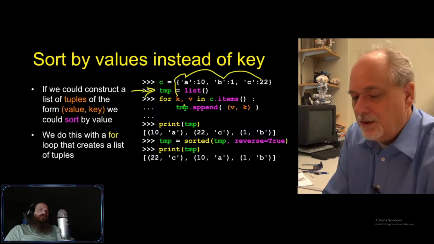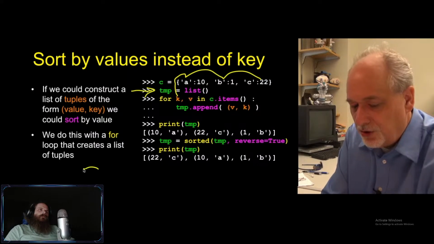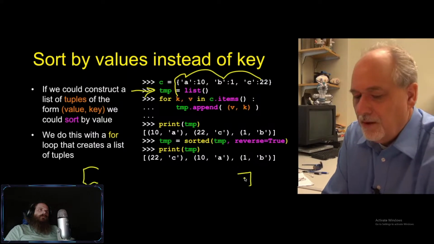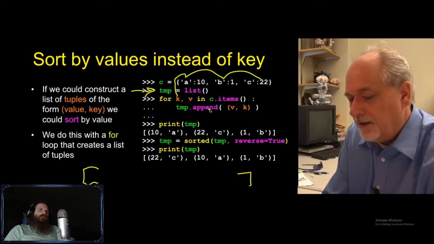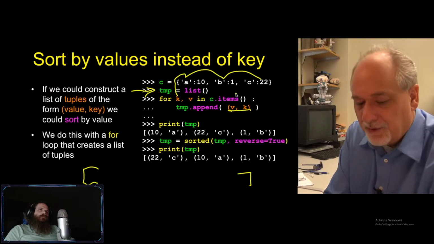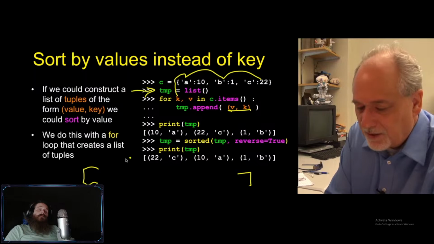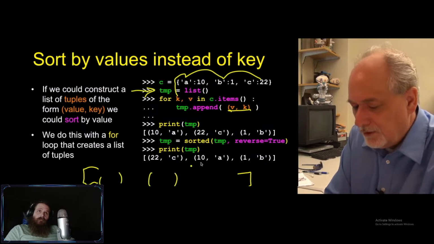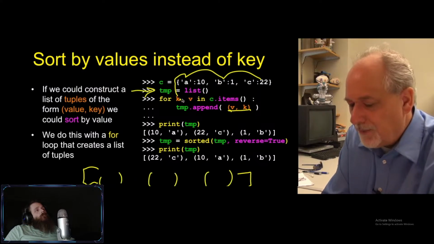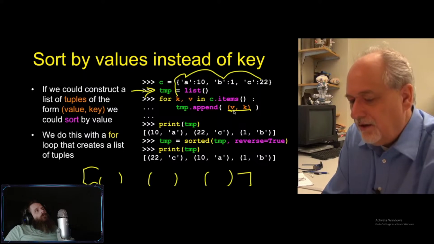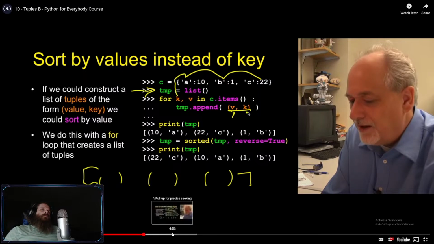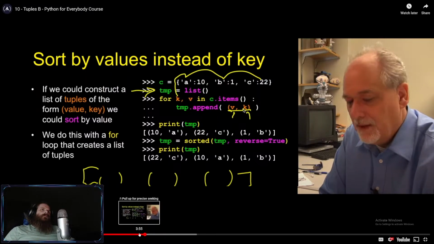And what we're going to do is, this is a list, and we are going to append to that list a tuple. So this is going to be a list of tuples. Except we're not going to append them in key, value order. We're going to flip them, and the first part of the tuple is going to be the value and the second part is going to be the key.